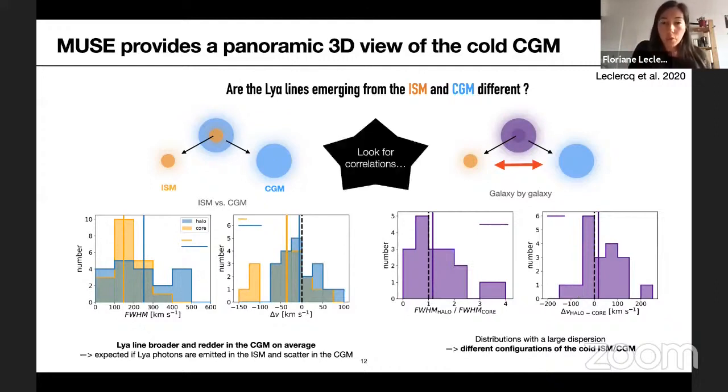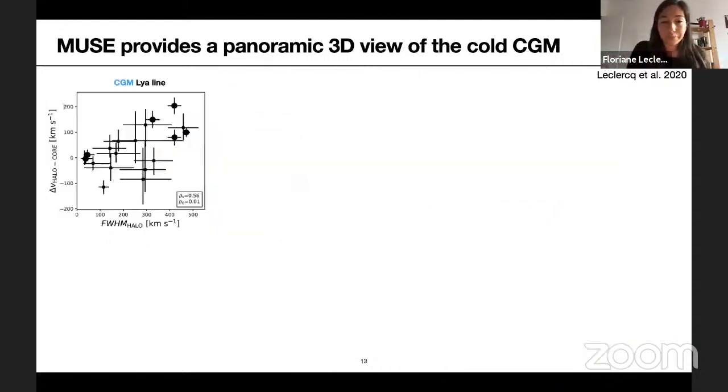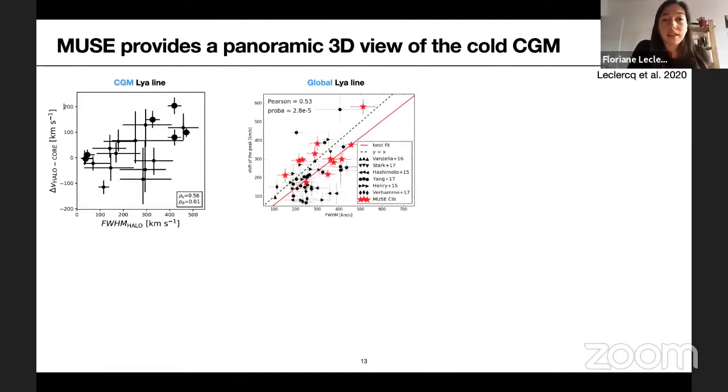And now that we have those parameters, we looked for correlations. We found only two, and one of them is this one: the peak separation, the peak shift of the Lyman alpha line in the halo, compared to the width of the halo. And we see that it correlates.